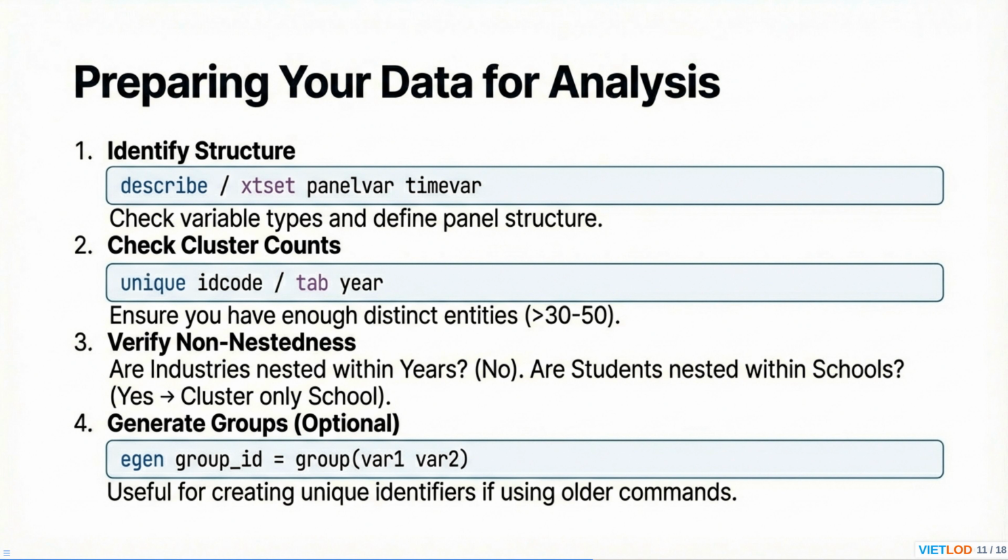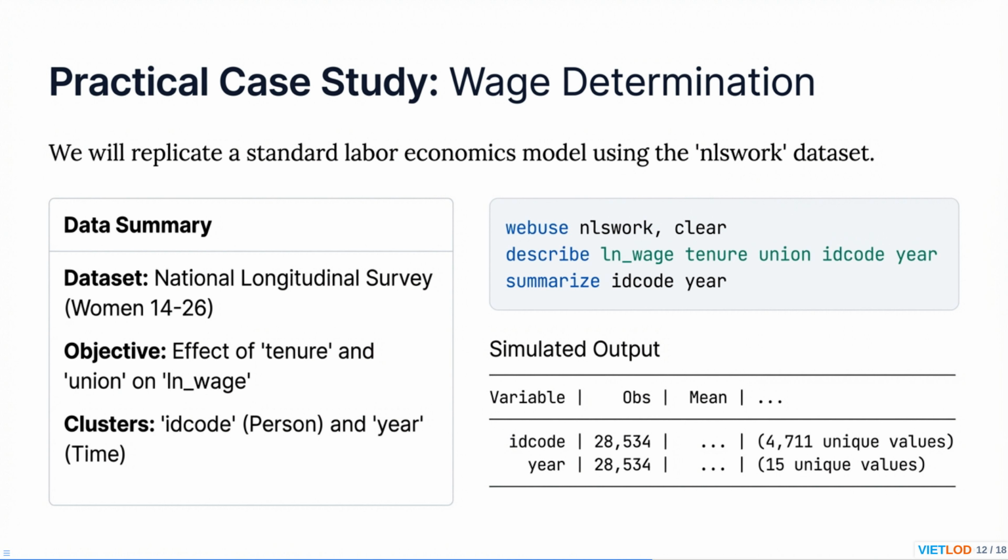Finally, generating groups using egen group_id = group(var1 var2) is an optional step, primarily useful for creating unique identifiers if you're working with older Stata commands or need specific data manipulations. With these preparatory steps complete, we can move on to applying them in a practical case study using a well-known dataset.